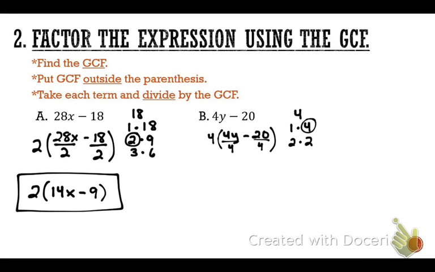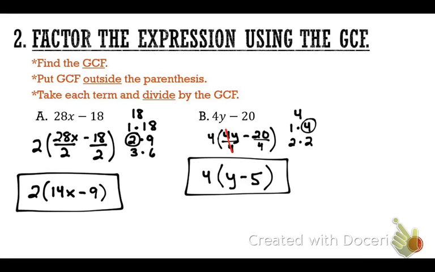Now let's go ahead and do this together. The number outside the parentheses will drop down. And if you remember, anything divided by itself always equals 1. Okay, so this basically cancels out and you're left with 1y. And you don't have to put that 1. Drop down your minus. And what is 20 divided by 4? 5. So your answer is 4 times y minus 5.